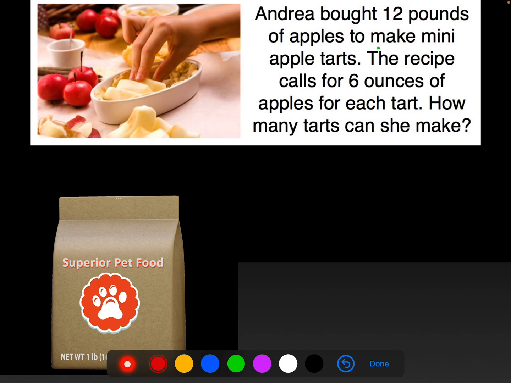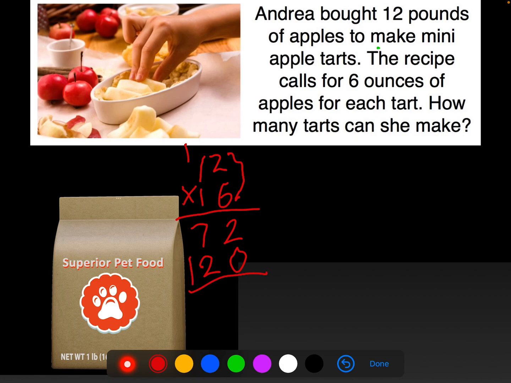To solve that, what I would have done is 12 times 16. A couple of ways I can do that. I like to do it this way. 6 times 2 is 12. 6 times 1 is 6, plus the 1, 72. Add a 0 because we're doing the tens. 1 times 2 is 2. 1 times 1 is 1. And add them together. So we now know that we have 192 ounces.